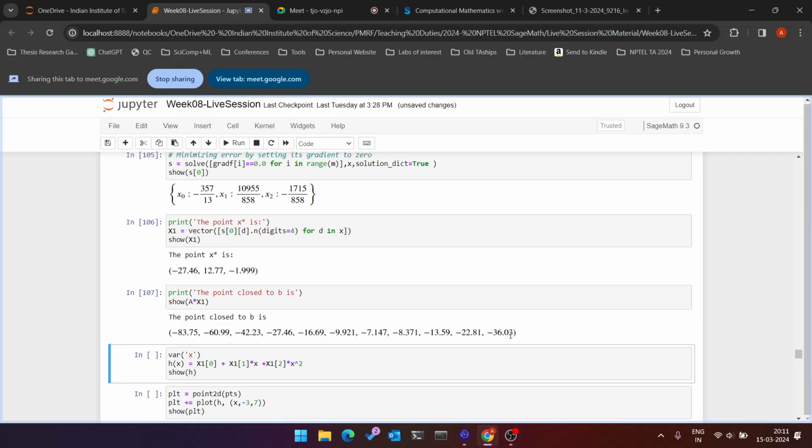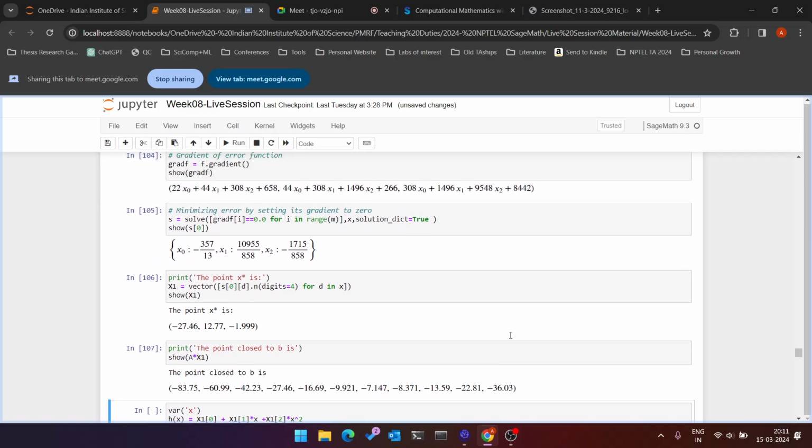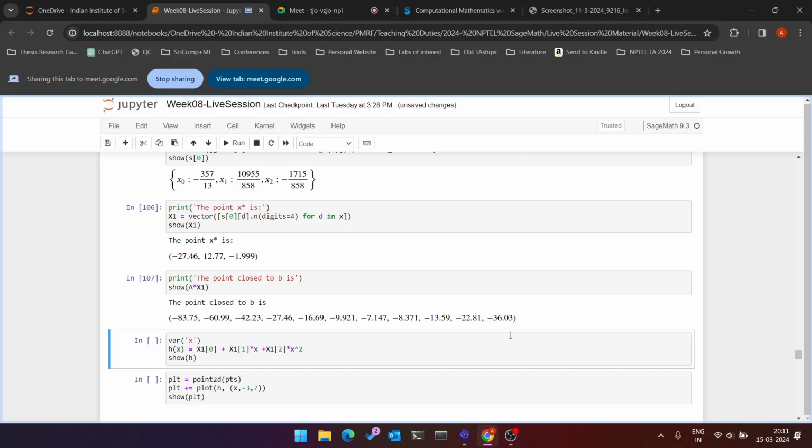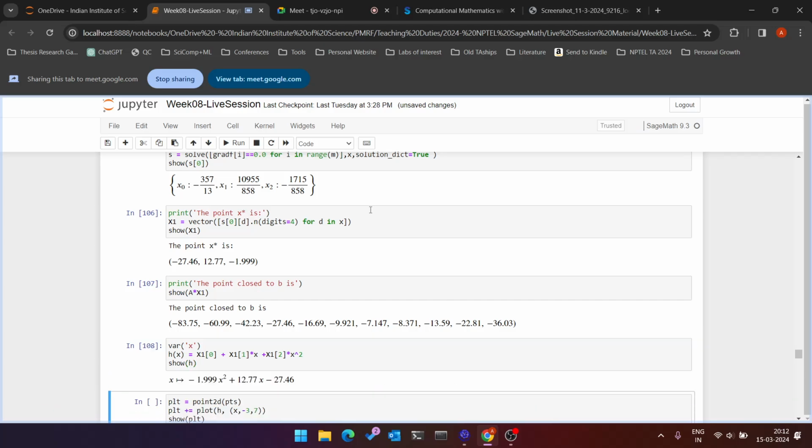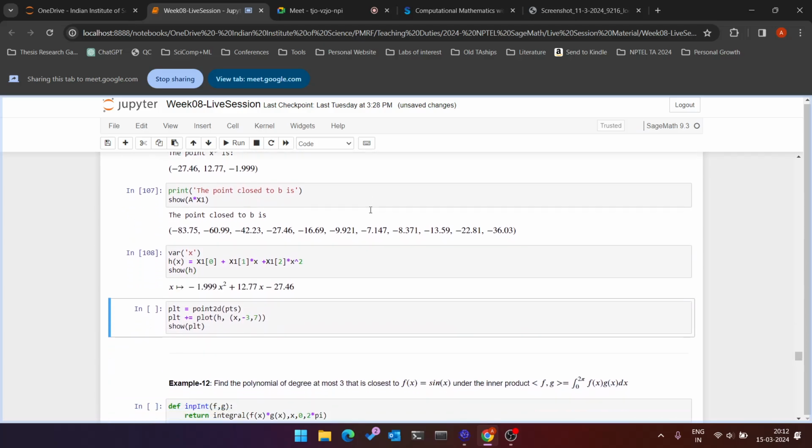And to verify if this is a possible solution, I will define a function h of x, which is basically x1 of 0 plus x1 of 1 times x plus x1 of 2 times x square. Which is nothing but a plus bx plus cx square as defined in the problem statement. So this is how my h looks.